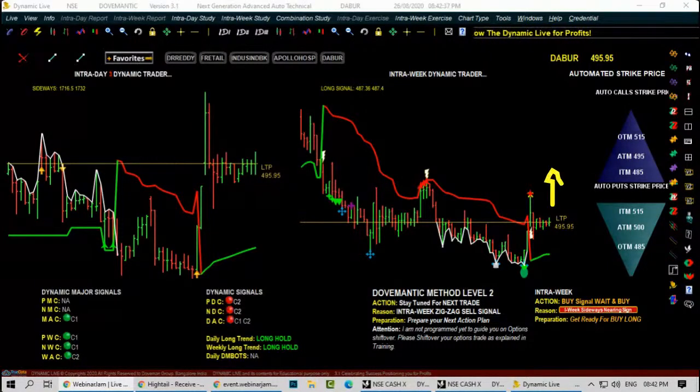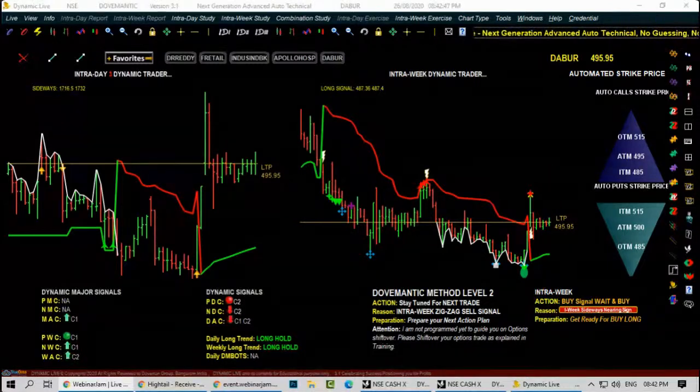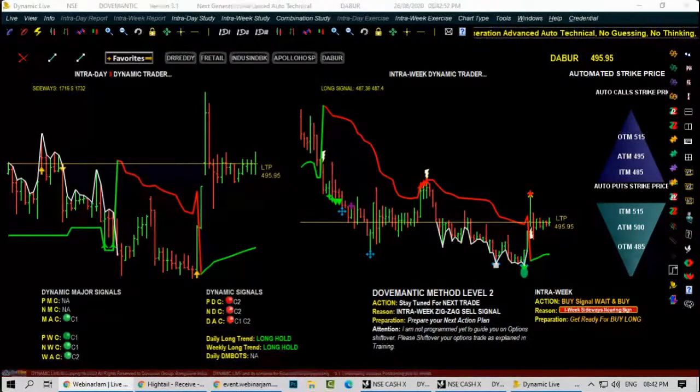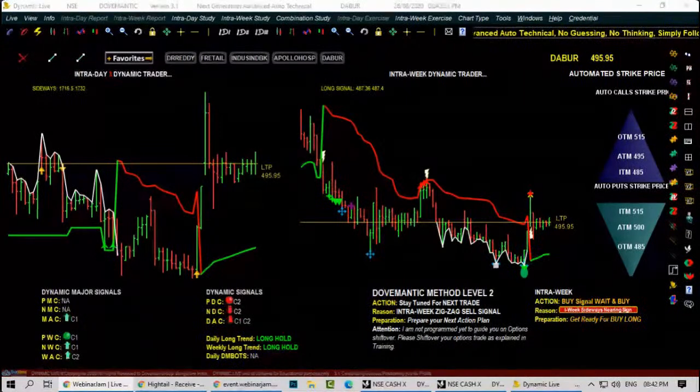And as it moves up, the action information here will change from buy signal wait and buy, to buy long act now. So when it says buy long act now, that is when you can jump in and buy it back once again. Okay, so this is the plan for Dabur here.